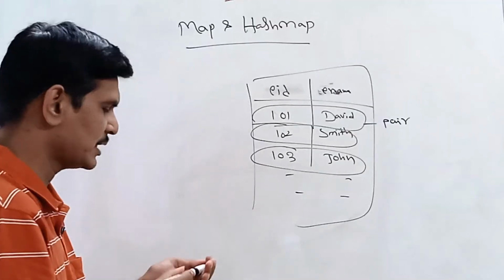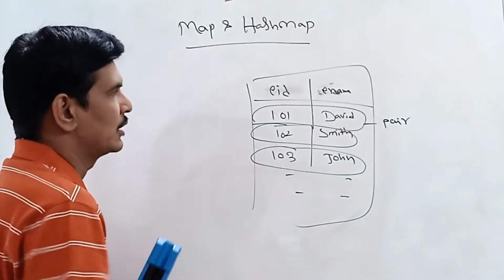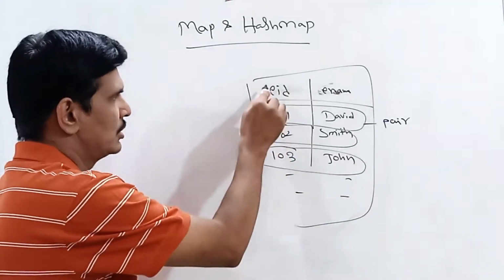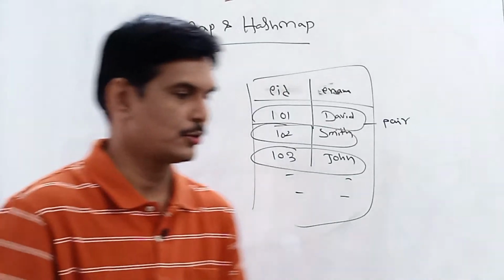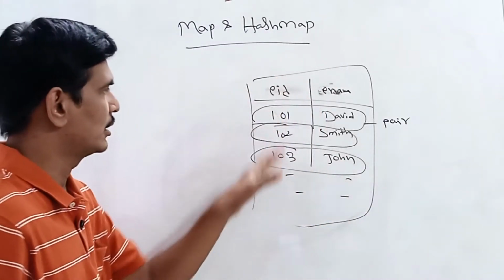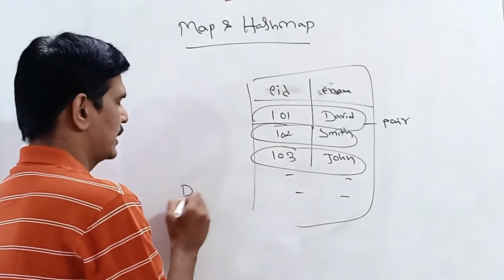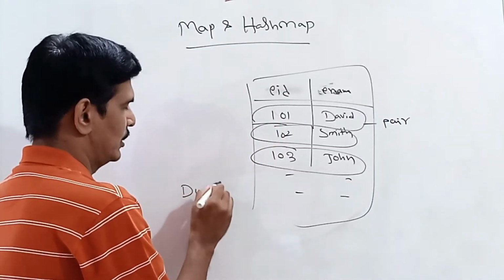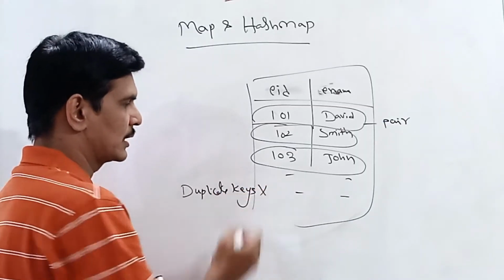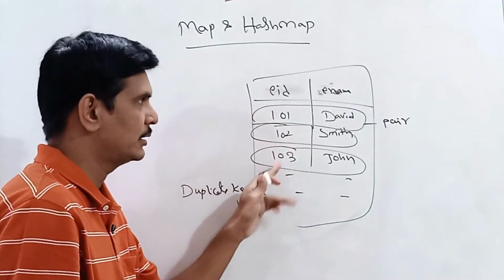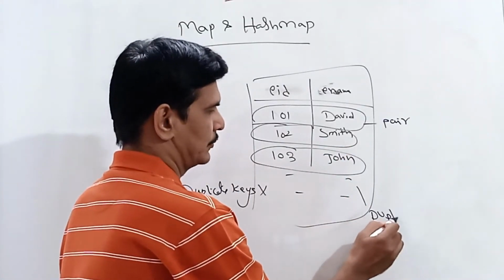The next point: suppose I take a Map like this and look at all the keys. Here duplicates are not allowed. If you want to store duplicate values as keys, it is not allowed. So in a Map, duplicate keys are not allowed, but duplicate values are allowed.